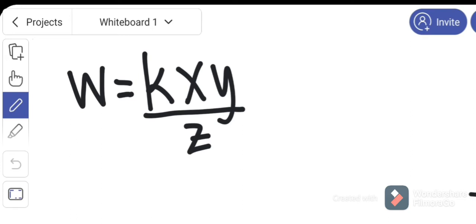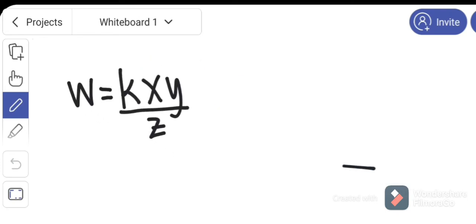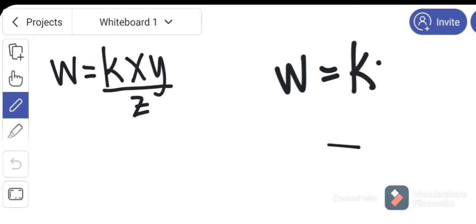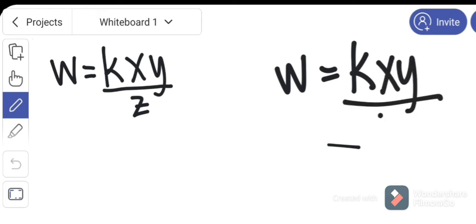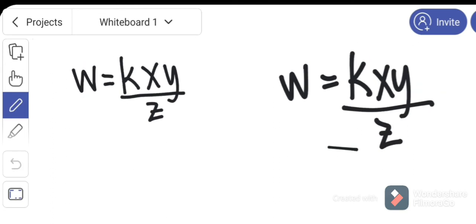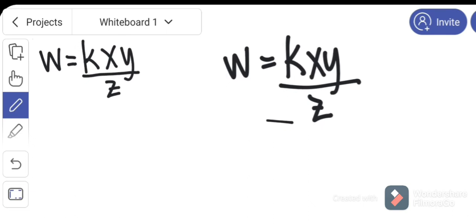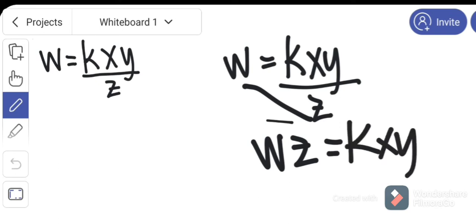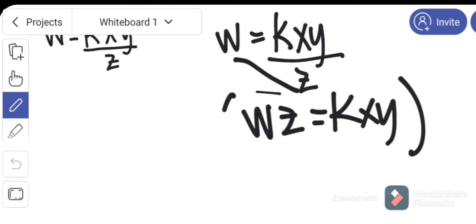Now let us derive the value of k. So to solve for k, we have w is equal to kxy over z. Remember, we are just going to derive this from the equation that we have. So we'll cross multiply, we'll have this: wz is equal to kxy. And we need to eliminate the two other variables beside k.